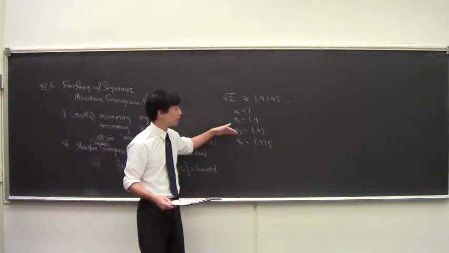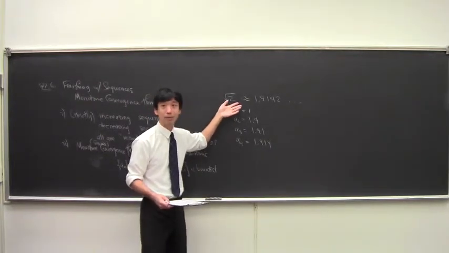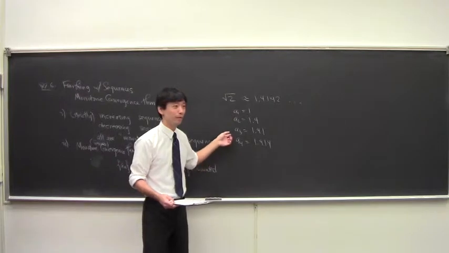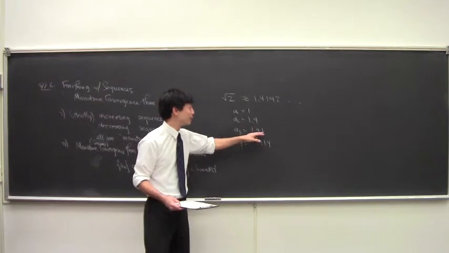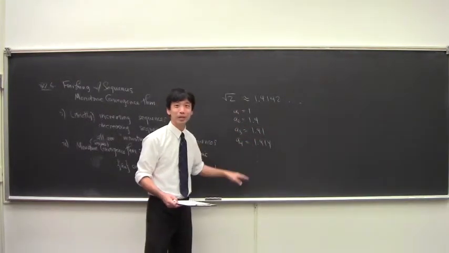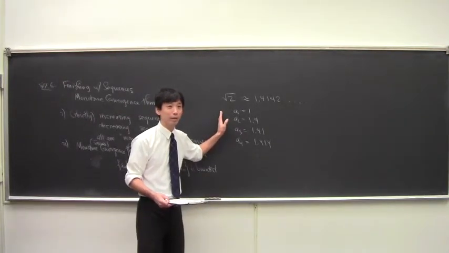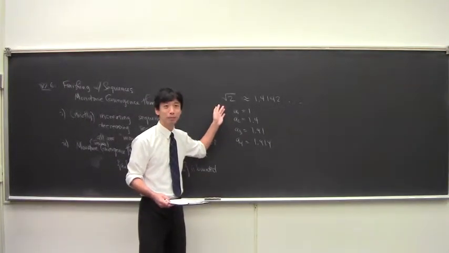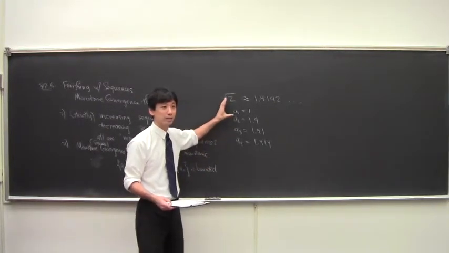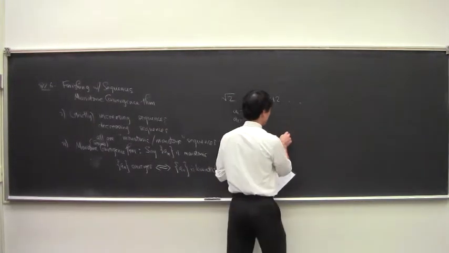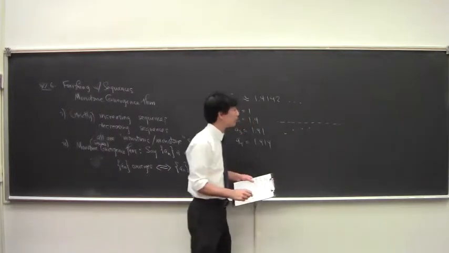So you have an increasing sequence, and it's bounded above and bounded below. What's an upper bound for this sequence? 1.5, right? Or 1.42, or 1.415. Any of those things are upper bounds for the sequence. Is that clear, what we mean by an upper bound? And what's a lower bound? 1.4. Yeah. In any case, this is a bounded sequence.